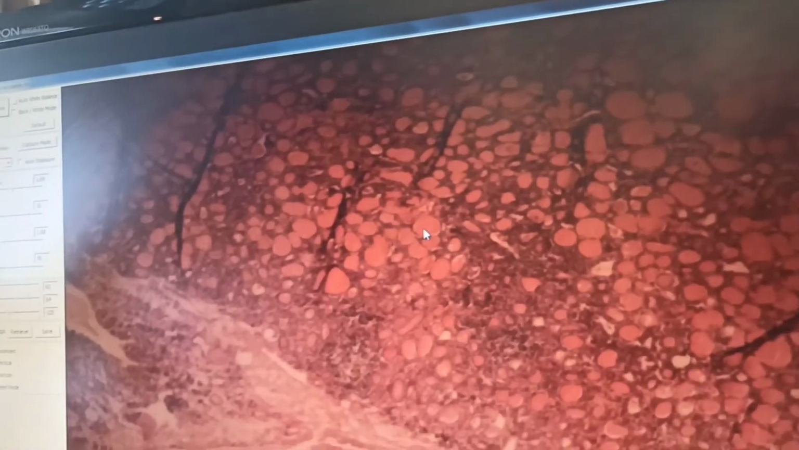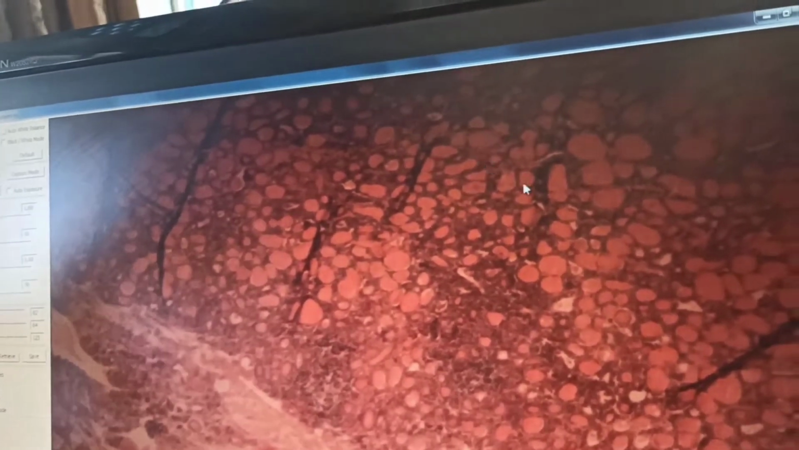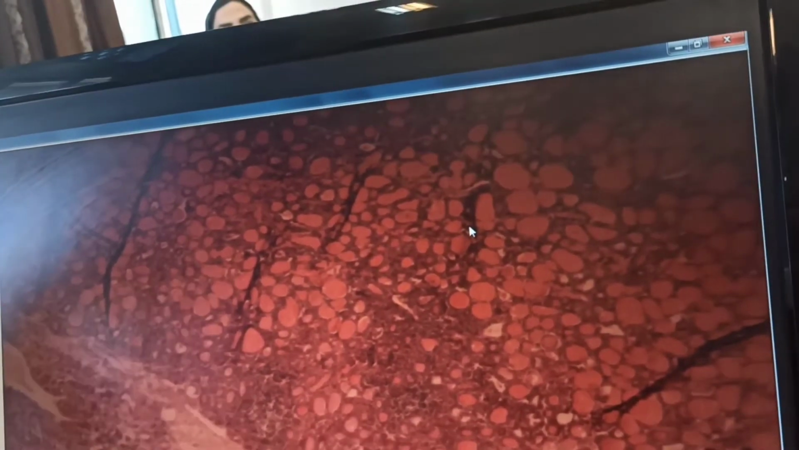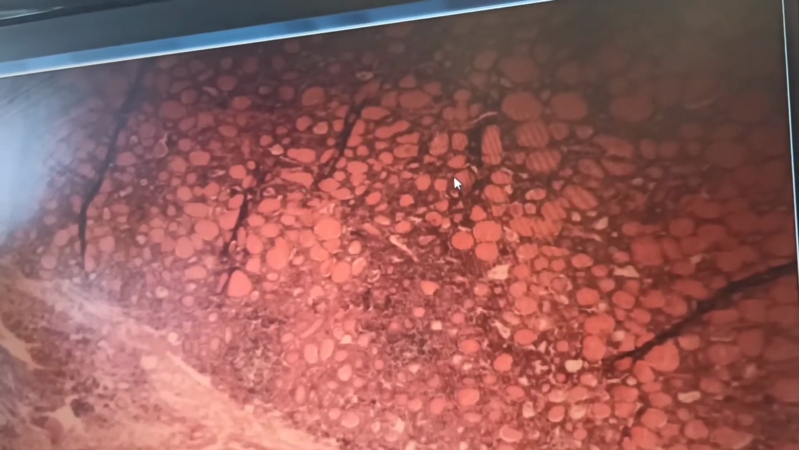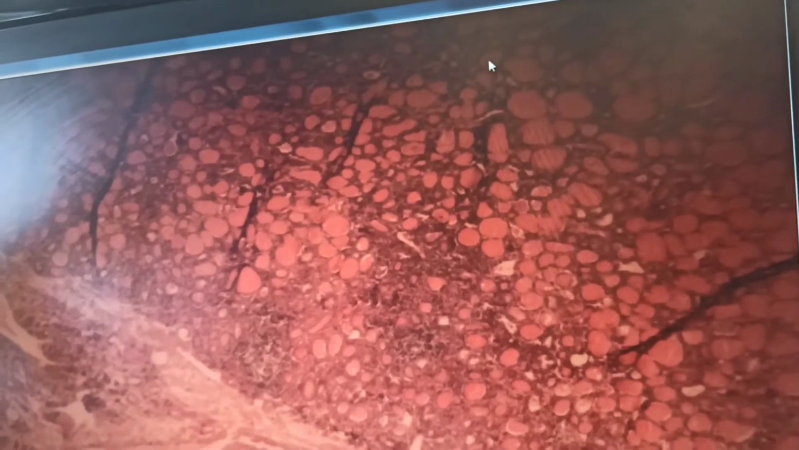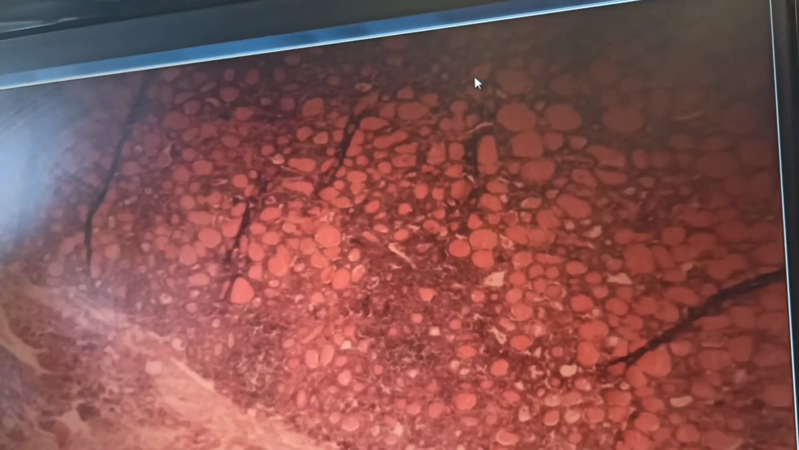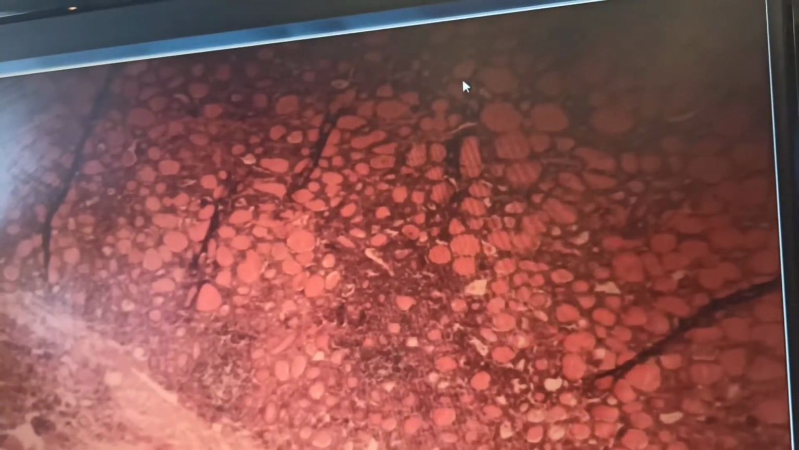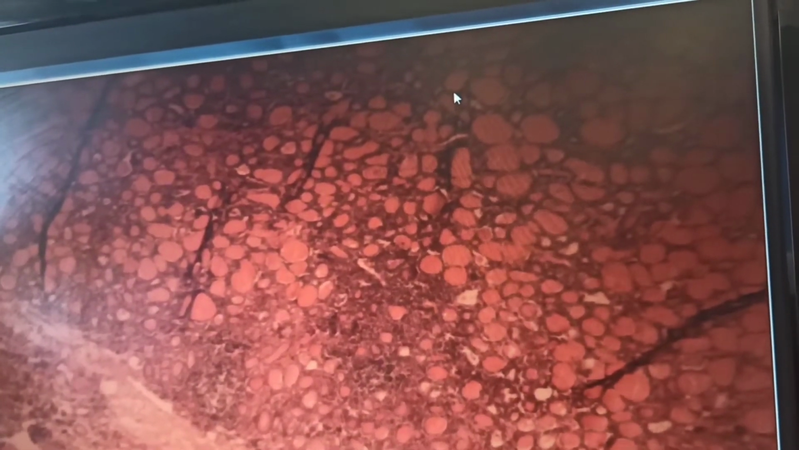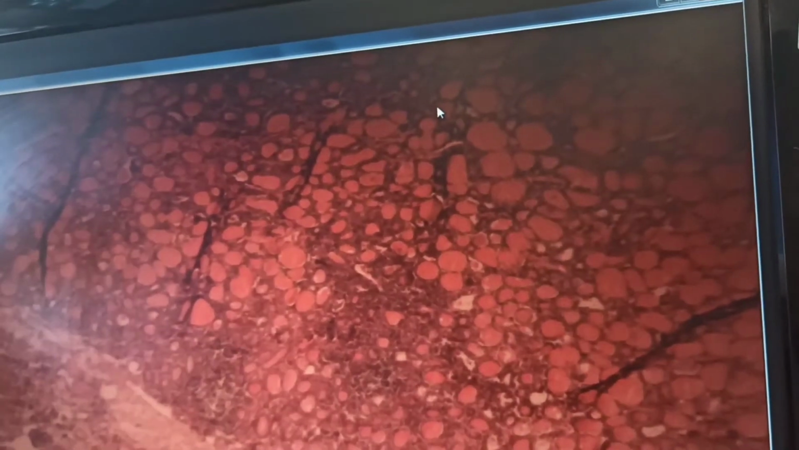What is the name of these parts? Sinusoid? No. They are called follicles. And whatever you see in the middle of every follicle is the fluid called colloid. This is the hormone secreted from follicular cells.